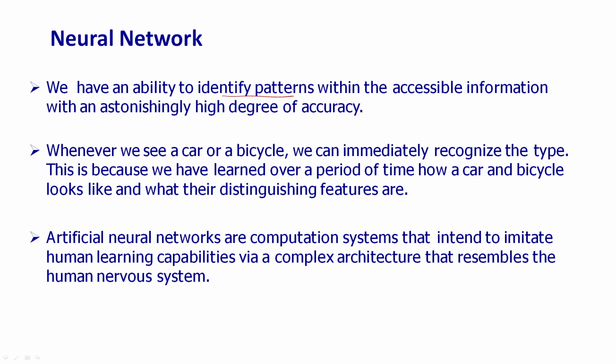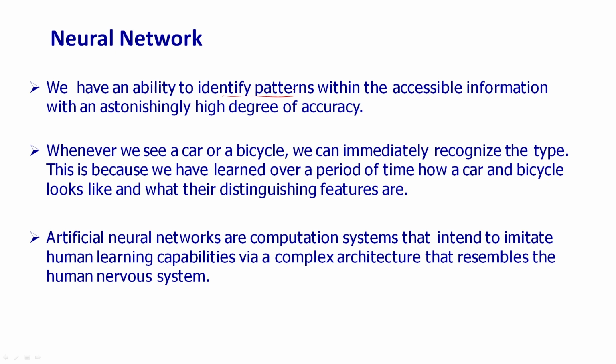How are you able to do that? Basically, you have a brain which can operate in an uncanny manner to distinguish objects based on certain features. Artificial neural networks are based on similar thoughts. They are computational systems intended to imitate human learning capabilities. They do that by a complex architecture. Well, I will not say very complex; they look complex, but they are actually simple, and the architecture is based on the way the human nervous system works.